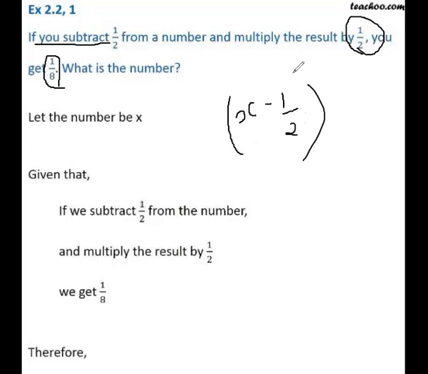Now, what is the operation? The operation is that we have to multiply the result by half. So, we'll multiply the result by 1 upon 2. And it is also saying that we get 1 upon 8. So, our result is 1 upon 8. Now, we have a full equation. Now, we have to solve it.